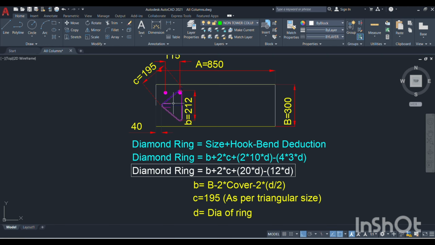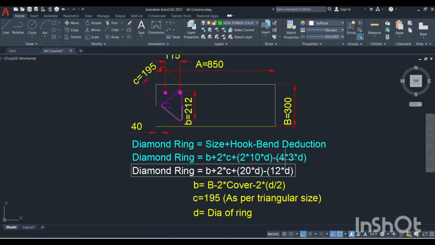Now the diamond ring formula: the cutting length is equal to this small b plus 2 times C, where C is the diamond ring hypotenuse, plus 2 times of this bend, meaning hook. The hook is 10d, so 2 times the hook is equal to 2 into 10d, minus 4 into 3d. Here a total of 4 times 135-degree bends will come: 1, 2, 3, 4. 2 hooks and 2 corners give 4 times 135-degree bends.